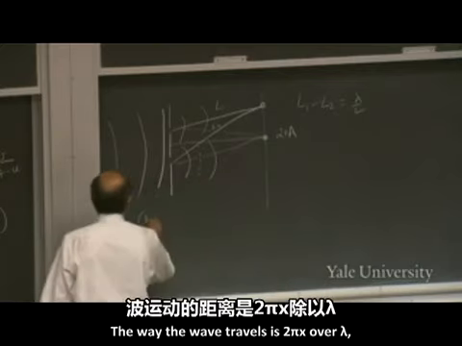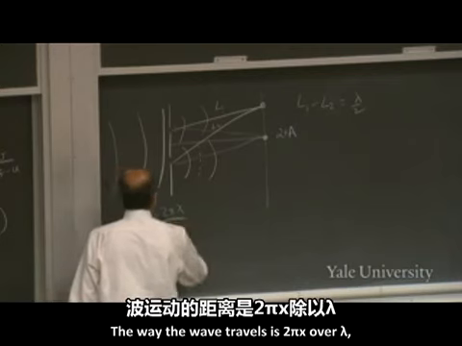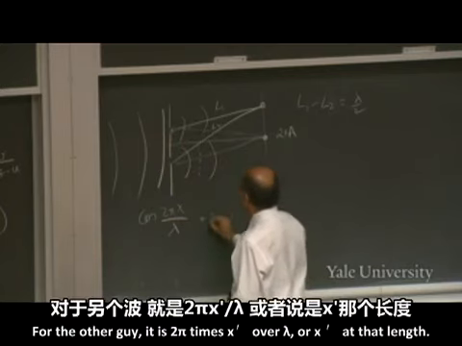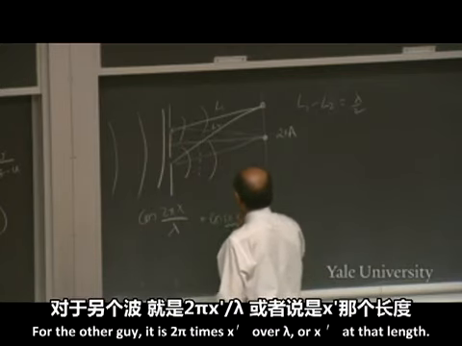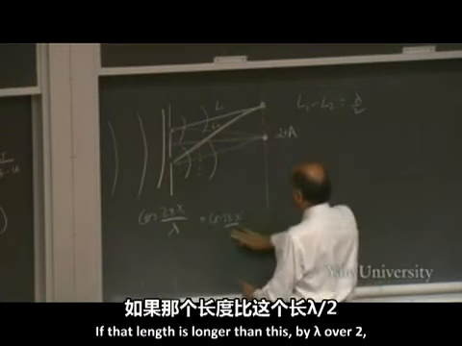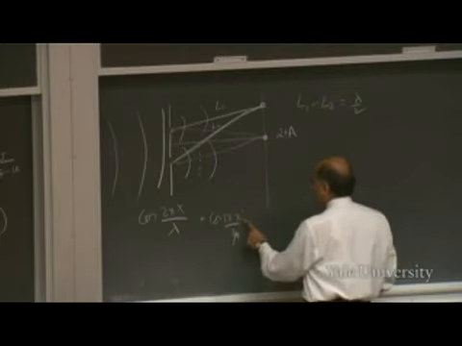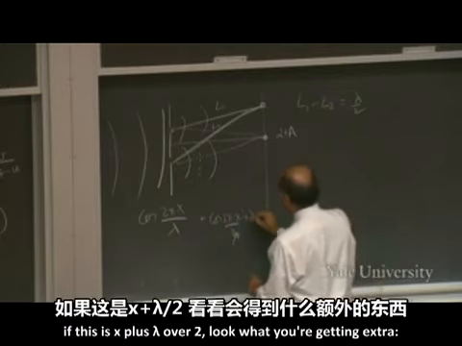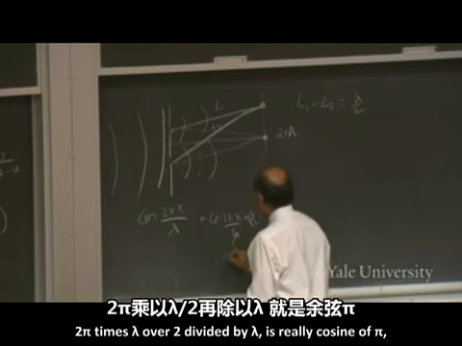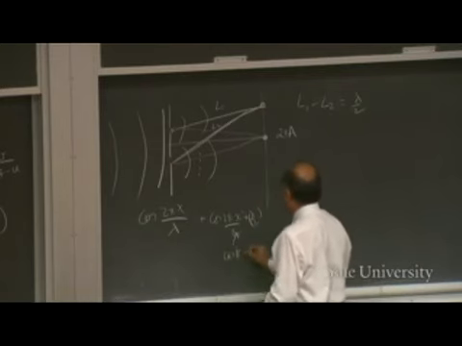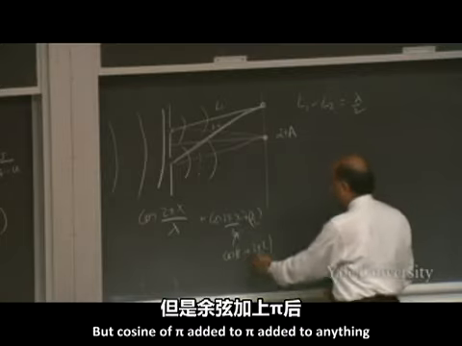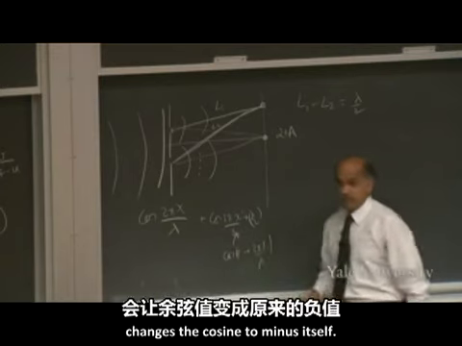Let's understand why. The way it travels is 2 pi x over lambda, where x is say measured from here. For the other guy, it is 2 pi times x prime over lambda, where x prime is that length. If that length is longer than this by lambda over 2, if this is x plus lambda over 2, look what you're getting extra. 2 pi times lambda over 2 divided by lambda is really cosine of pi, plus what the other person got. But cosine of pi added to it, if pi added to anything, changes the cosine to minus itself.